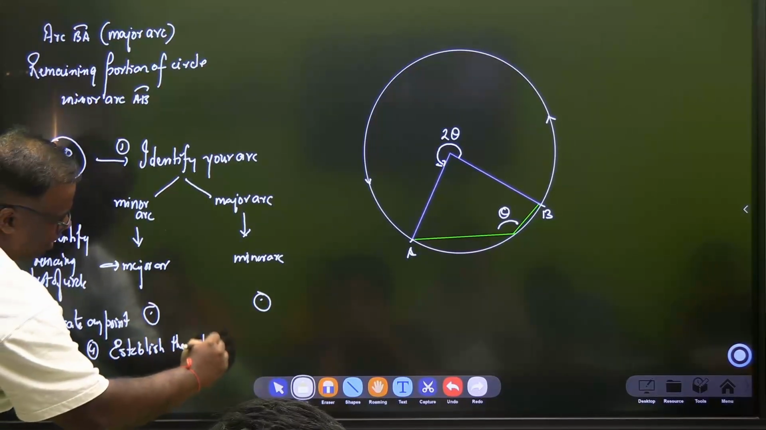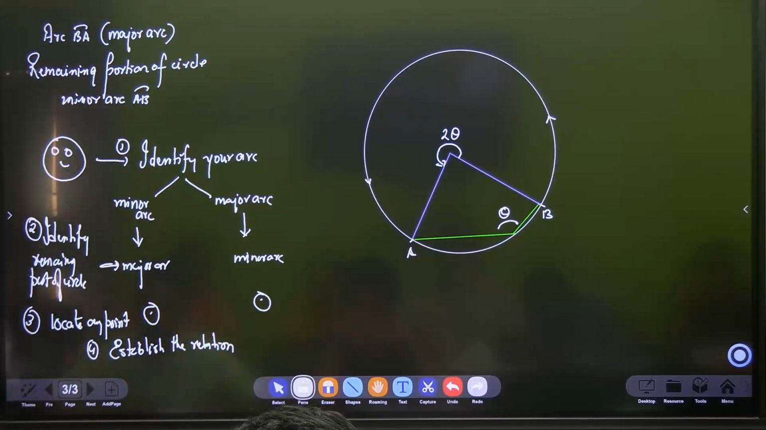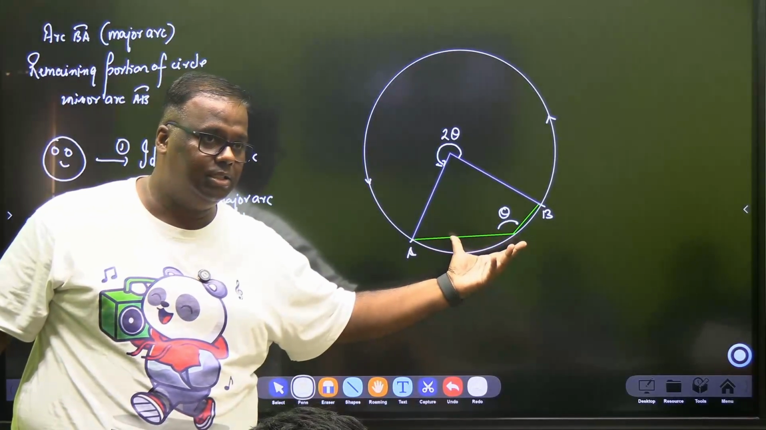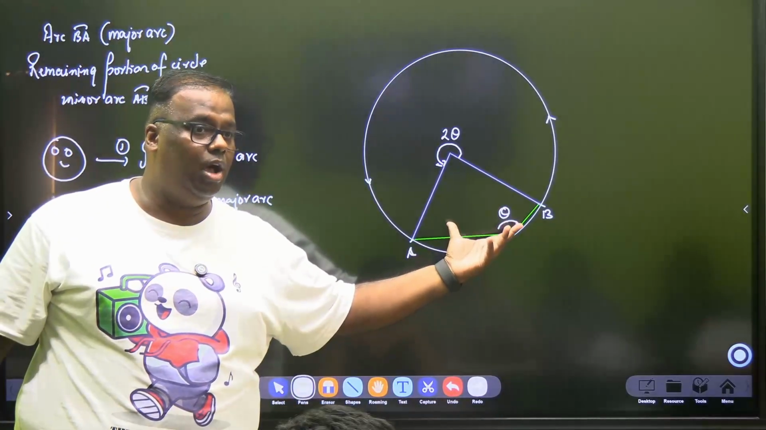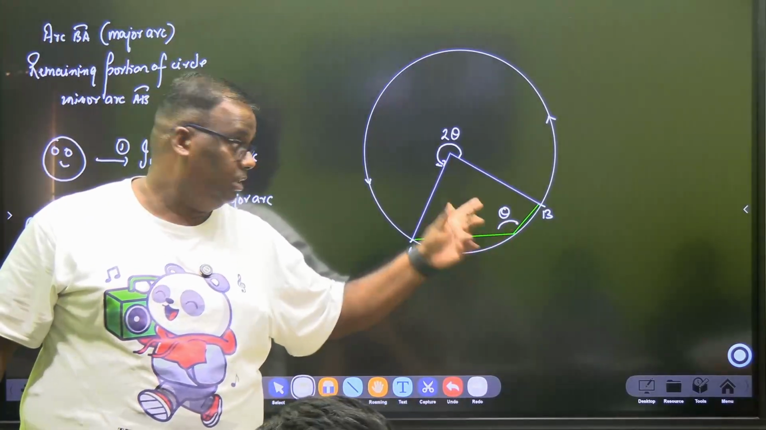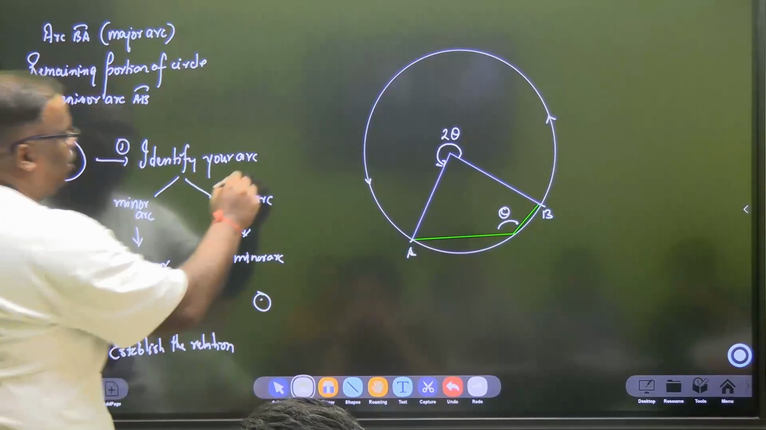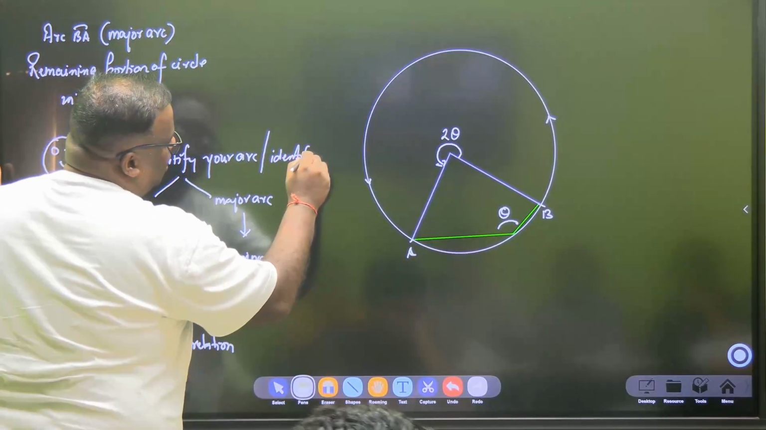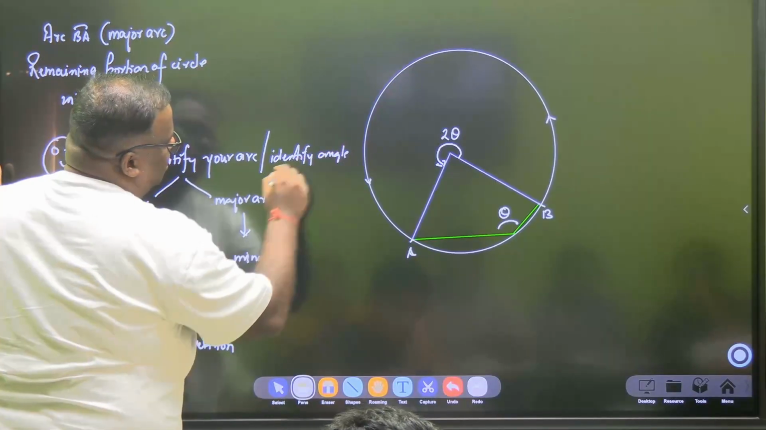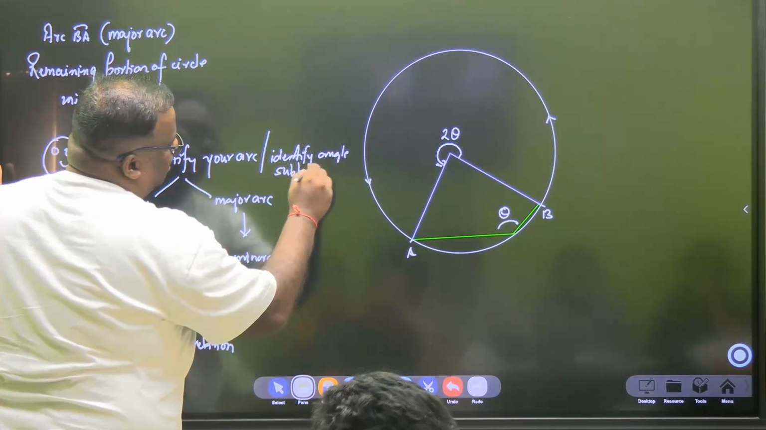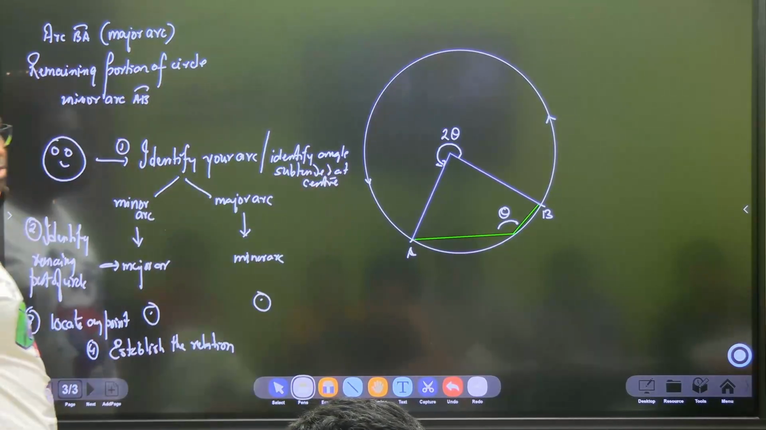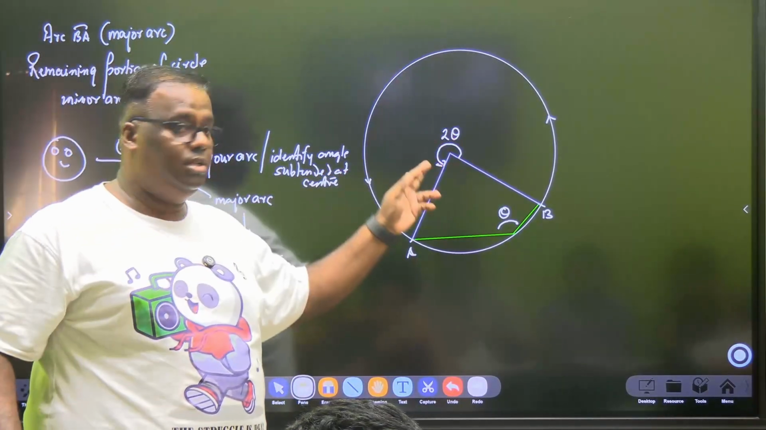बस और क्या मुश्किल है इसमें? सर्कल को देखिए, select your arc. Once you have selected your arc major, then once you have identified your arc, then again we should also identify the angle subtended at center. Whatever is that angle you have subtended. So your angle is this one.